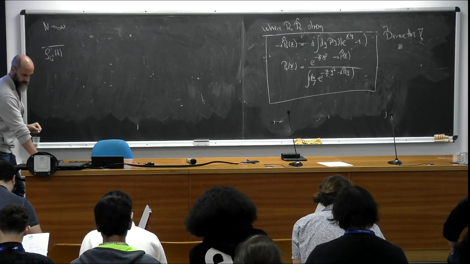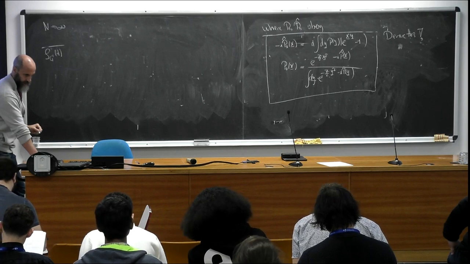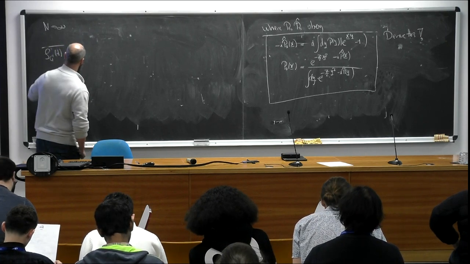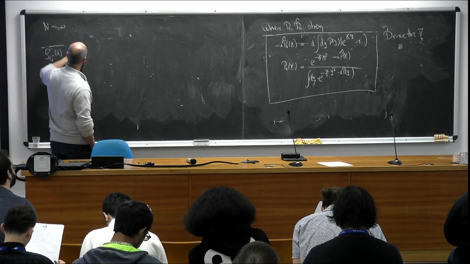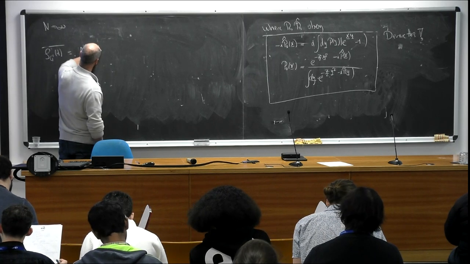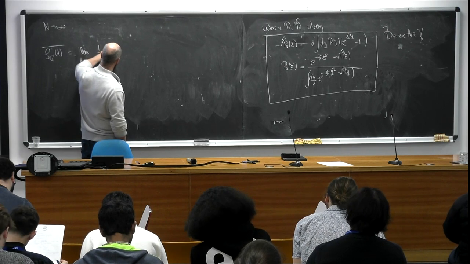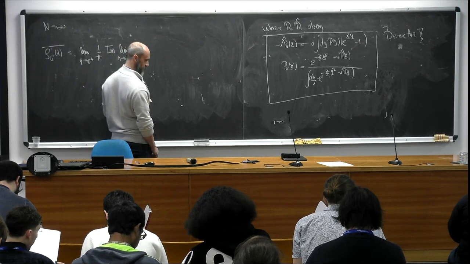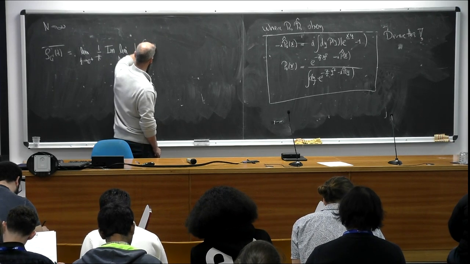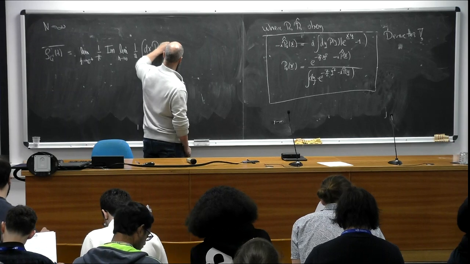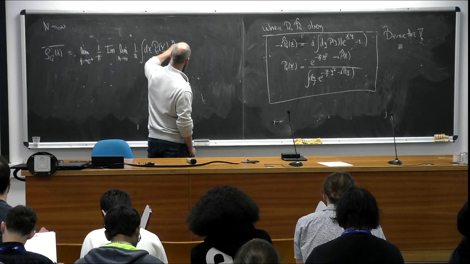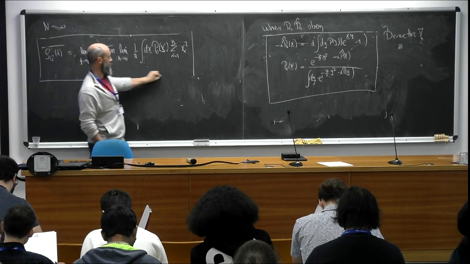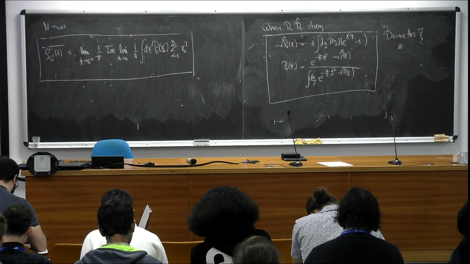So let me see. It can be written as 1 divided by pi, give me a second. The limit eta going to 0 plus of 1 divided by pi of the imaginary part of the limit when eta goes to 0, 1 over n, of the integral over dx p0(x), the sum for alpha from 1 to n of x alpha squared. All right. Go ahead.